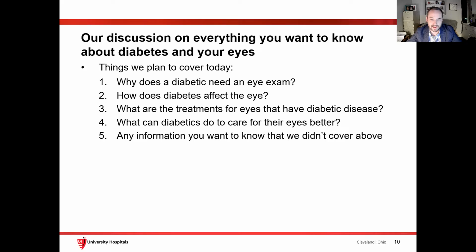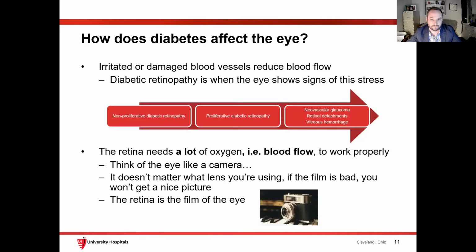So we're looking at the eyes. How does diabetes affect your eyes? So those vascular changes there, the blood vessels are irritated or damaged, and because of that, blood flow within the eye is reduced. You may have heard other doctors mention this thing called diabetic retinopathy, and that's when you can see these physical changes going on inside the eye.